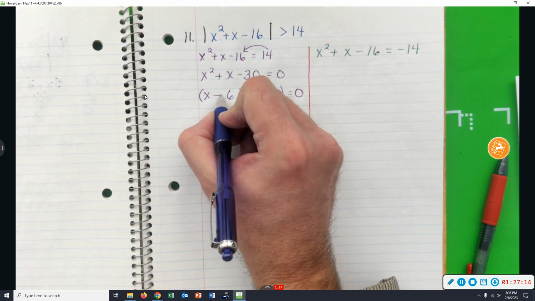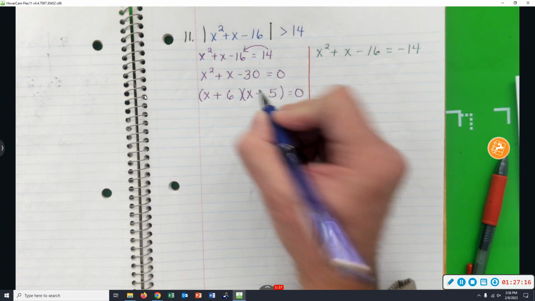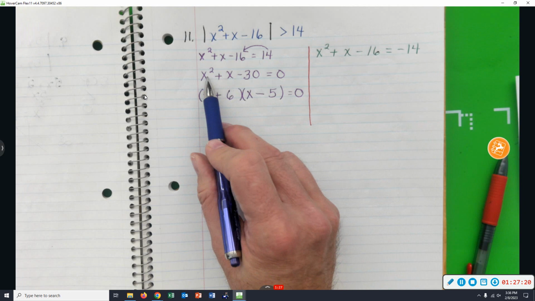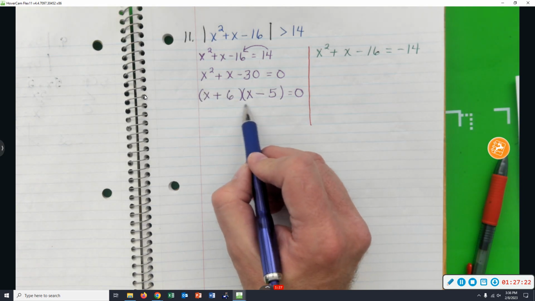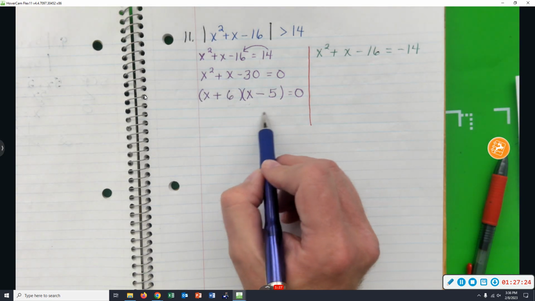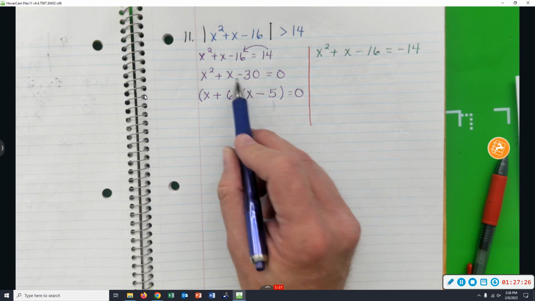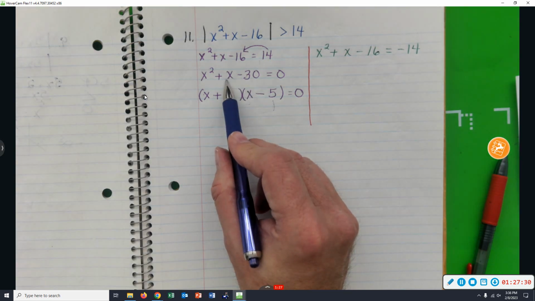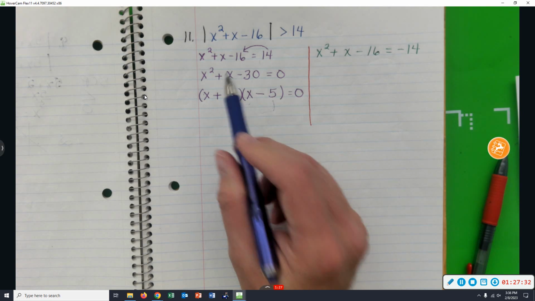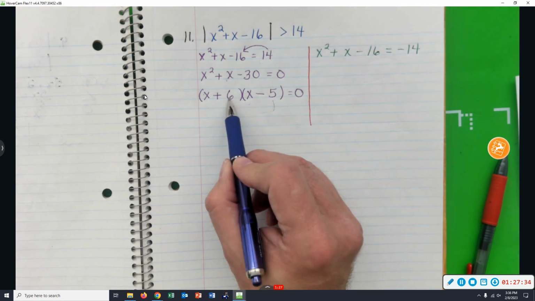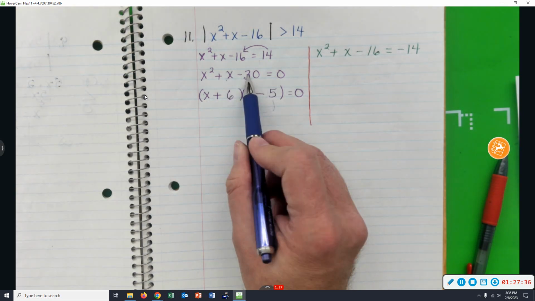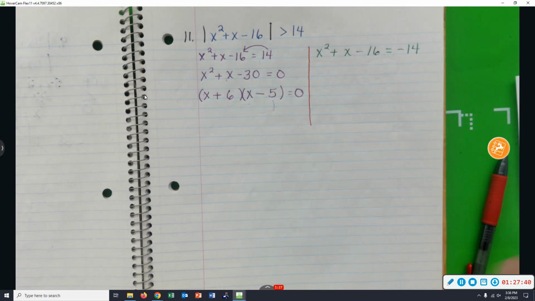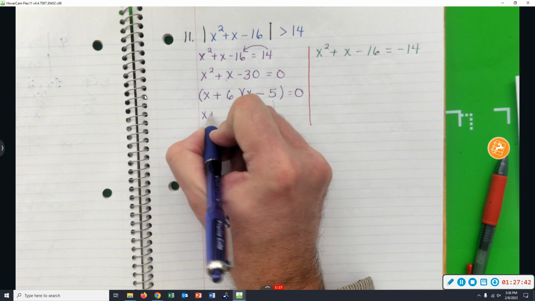If we put a plus in front of the 6 and a minus in front of the 5, if we FOIL it out, we'd have x squared, and then plus 6, a positive 6x minus 5x. Is that giving me a positive x? Yeah, positive 1x. And the last two terms, if we multiply those, is that giving me the minus 30? Yeah. So, okay, it's going okay.